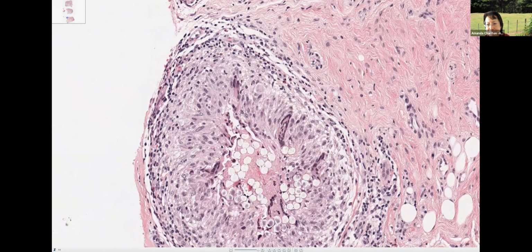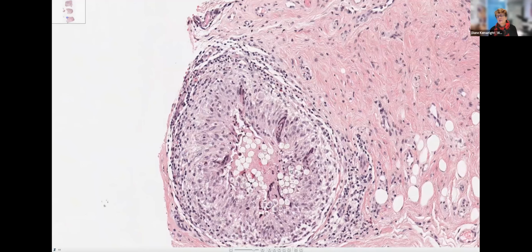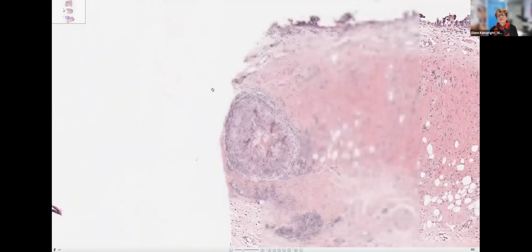So somebody's been here before. Surgeons have been here before. Yeah. Anyway, that's not my problem. I want to know what the tumor is. So, all right, let's go and see the tumor.